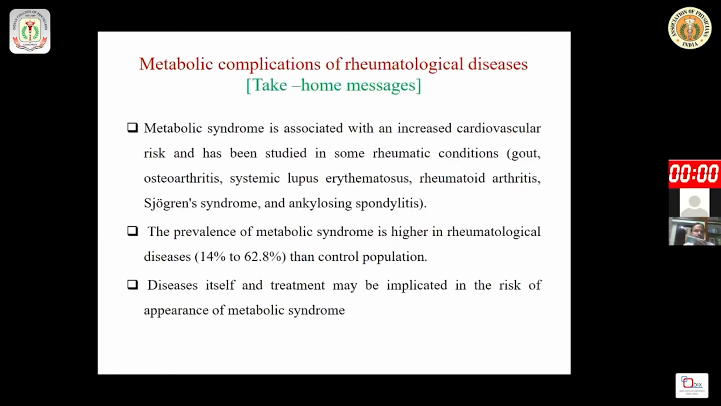So the take-home message is that metabolic syndrome is associated with increased cardiovascular risk and has been studied in some rheumatic conditions: gout, osteoarthritis, systemic lupus erythematosus, rheumatoid arthritis, Sjogren, and ankylosing spondylitis. Prevalence of metabolic syndrome is higher in rheumatological diseases, 14% to 62%. The disease itself and treatment may be implicated in the risk of appearance of metabolic syndrome.